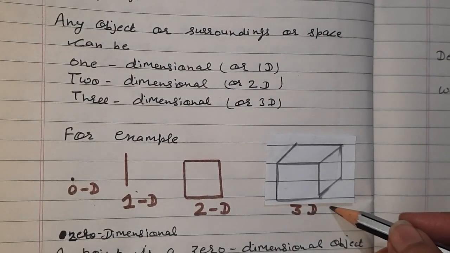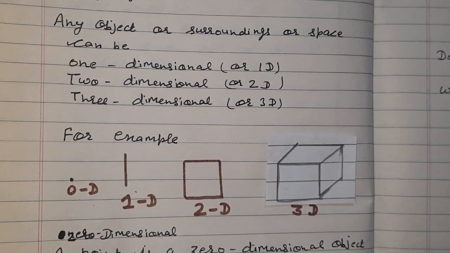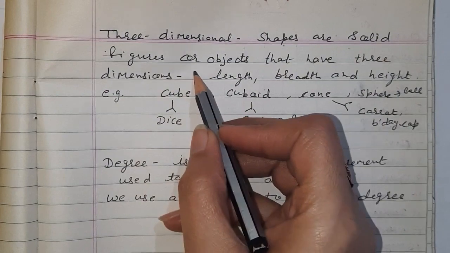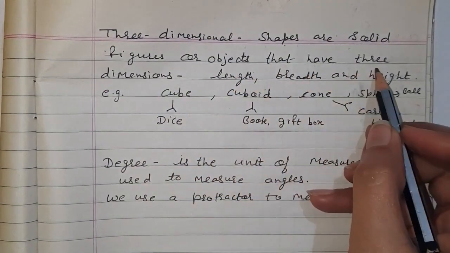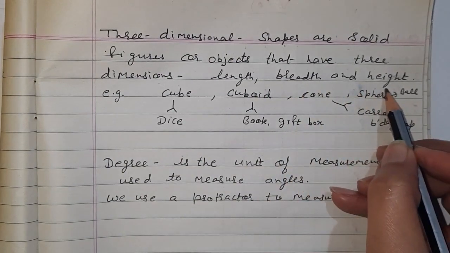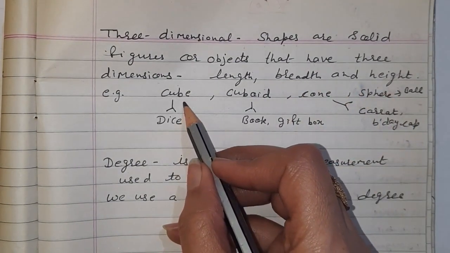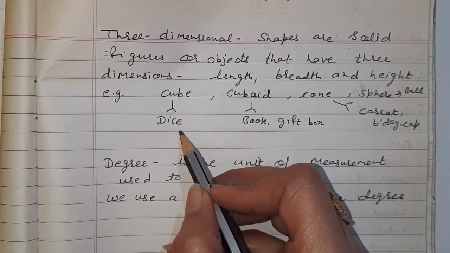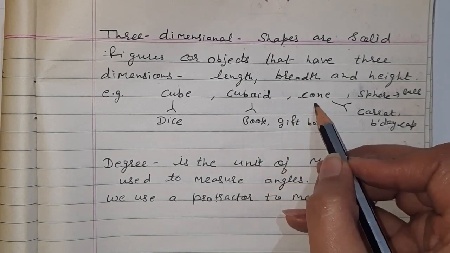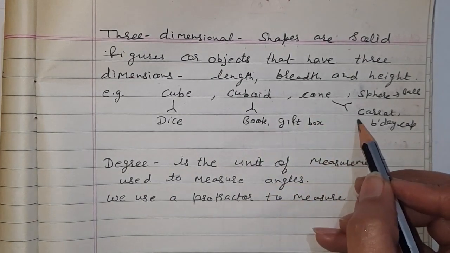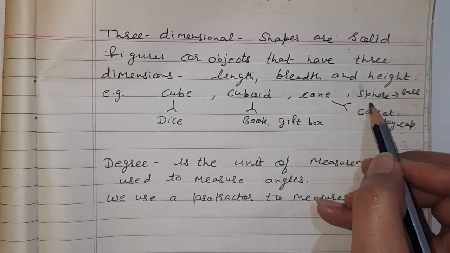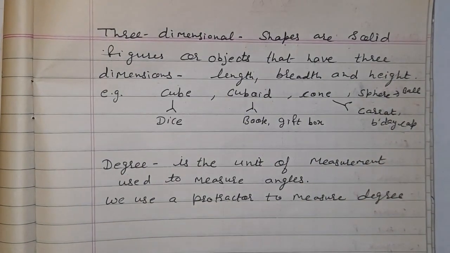Next is three-dimensional things like your cube, cuboid. Three-dimensional shapes are solid figures or objects that have three dimensions: length, breadth and height. As example, cube, like your dice. Cuboid, for example, book, gift box. Cone, example is birthday cap, carrot. And sphere, like your ball. Okay.